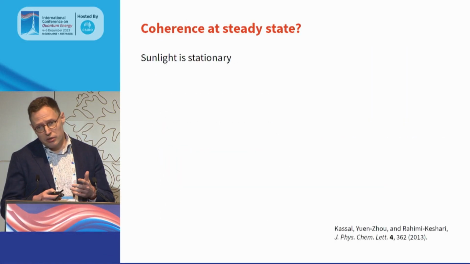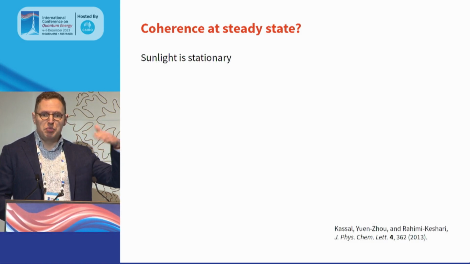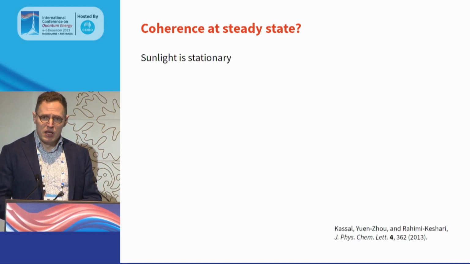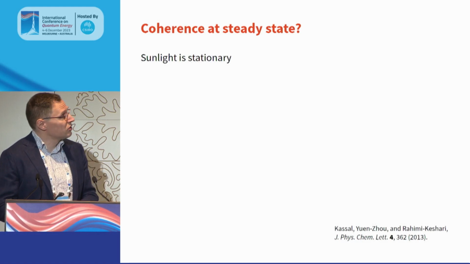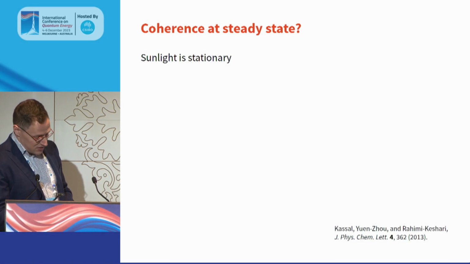And so the effects that can exist are coherences, and those kinds of beats that I showed you in those ultrafast spectroscopic traces, those are types of coherences. Those are time-dependent dynamical coherences, but the problem is that sunlight is at steady state.